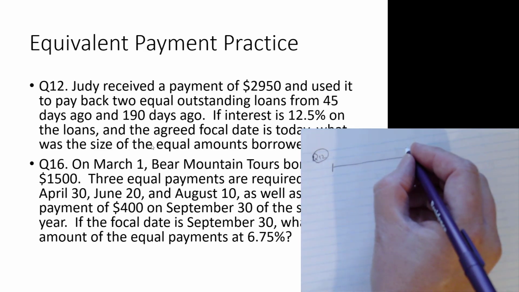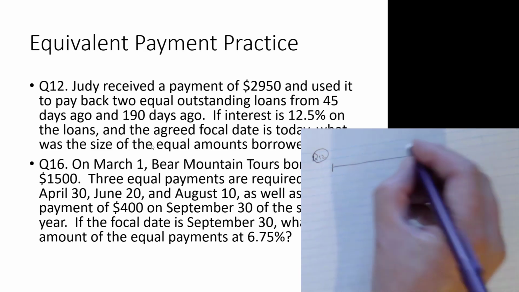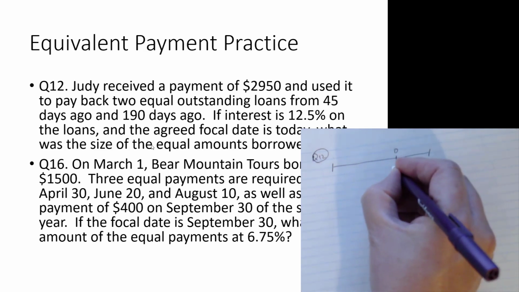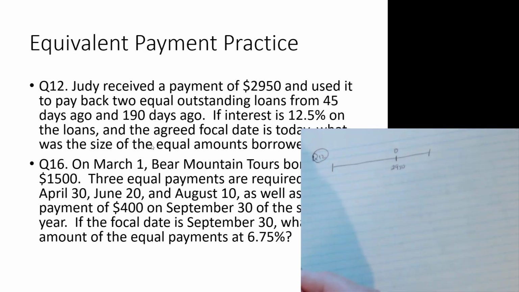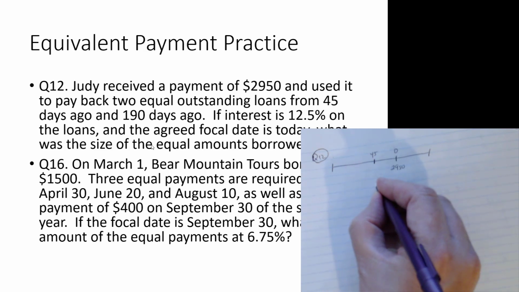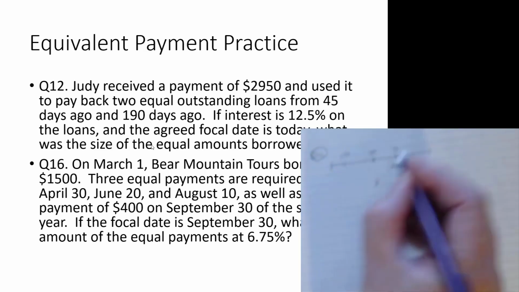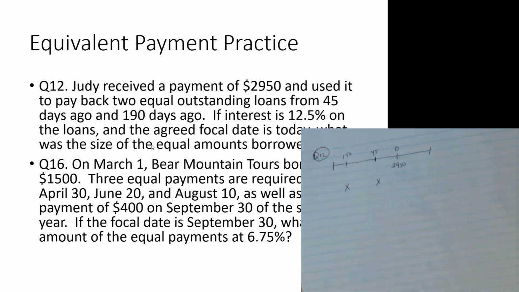So what happened? She received a payment of $2,950 and she used it to pay these 2 loans. Okay, so today she received the $2,950. Okay, so that's like our option 1. 45 days ago, there was a payment that was supposed to have been made. I'm just going to put that on a slightly different line to signify it's a different option. And 190 days ago, there was also another payment of X that was expected. Okay. So now we need to know what those equal outstanding loans are.